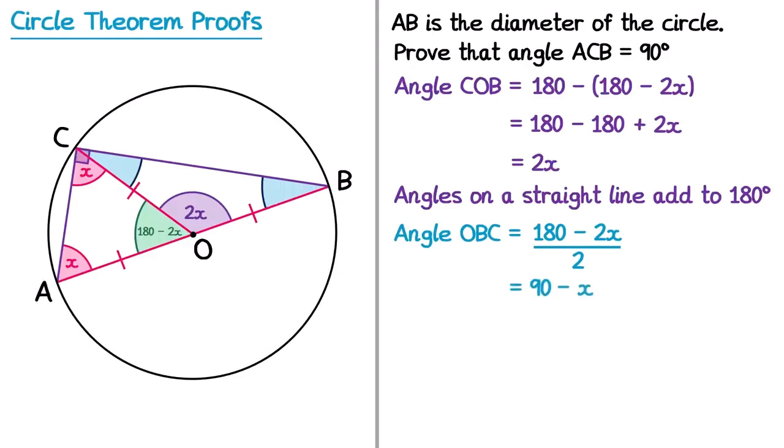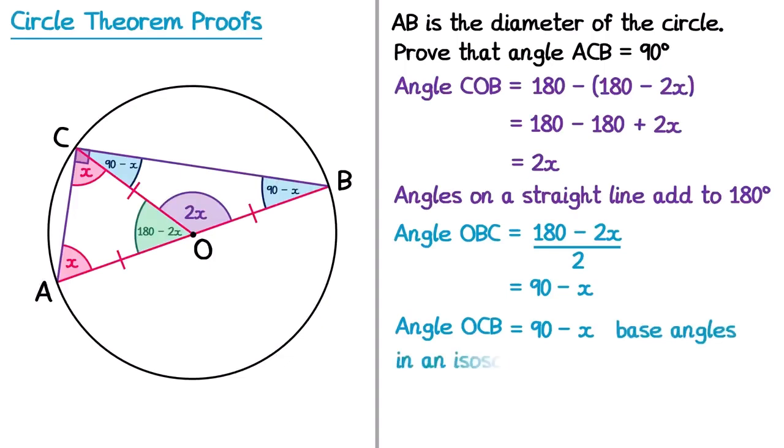So we find that angle OBC was 90 minus x, but that's the same as the angle OCB, which is also 90 minus x. So let's mark both of those onto the diagram. We need to give a reason for this step as well, and we've used this reason already. The base angles in an isosceles triangle are equal. Now we're almost ready to finish the proof.